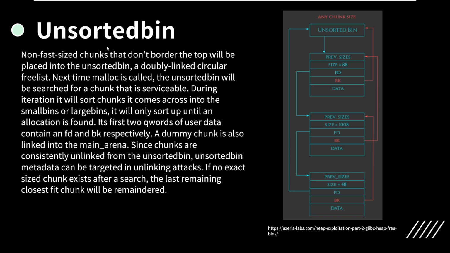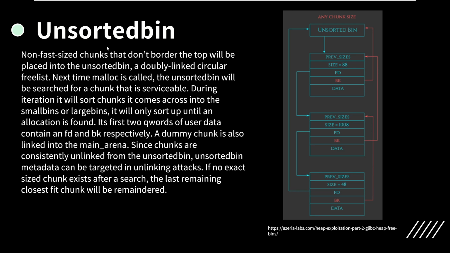During iteration, we'll do something called a bin map search. It's basically going to scan all chunks it comes across into the small bins or large bins until it finds an allocation that meets the request that we called malloc for. So it finds a chunk, it doesn't match the requested size we wanted, so it sorts it into the small or the large list, and then it goes on until we find this chunk. So any chunk past the chunk we service is not going to be sorted for this iteration, right?